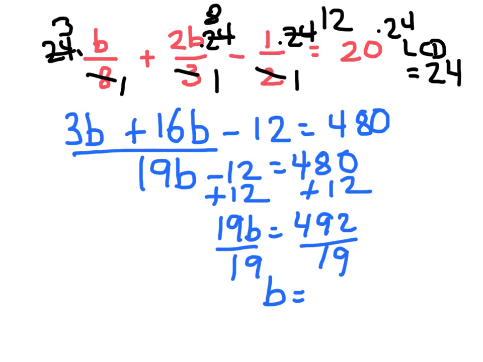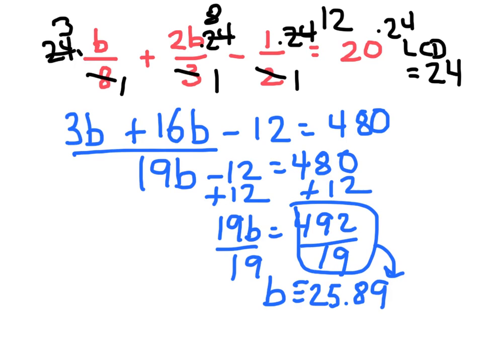All right, so 492 divided by 19. You could leave that the way it is, but why don't we simplify that? Let's put the decimal answer. 492 divided by 19. So I get 25.89 approximately, if I go to the nearest hundredth. So this answer is fine if you want to leave it like that, or you can give a decimal approximation.